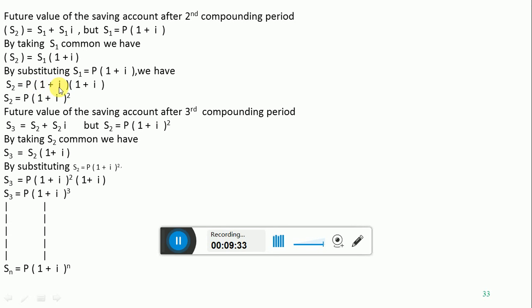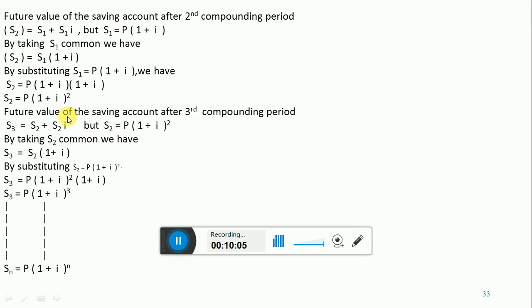Why? Because 1 plus I is the same in here. When we multiply both, we add the power. The base is the same, the power is 1: 1 plus I raised to the power 1, 1 plus I raised to the power 1. When bases are the same, powers must be added. So 1 plus 1 is 2, and we can write S2 is equal to P into 1 plus I whole raised to the power 2. Now this is the future value of the saving account after the second compounding period.